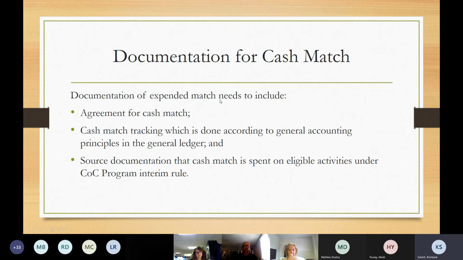Any documentation for this match needs to include the agreement, how the tracking is done, and the source documentation for cash match that is spent on eligible activities under the CoC program rule. So any of the match needs to be eligible under the program rule for cash match. It can be supportive services that staff are spending time on, such as case management. It can be administrative services, things along those lines.